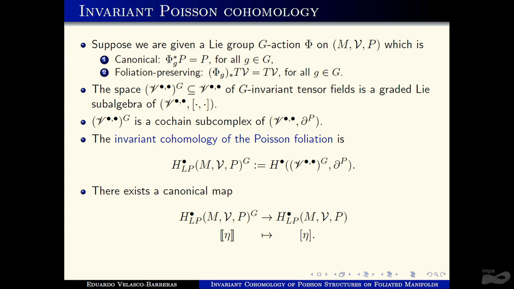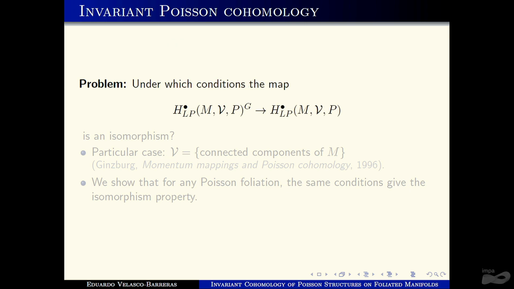In this context, a very natural question is the following. Under which condition is this canonical map an isomorphism? Under which condition can I compute the foliated cohomology by means of the invariant cohomology? This question was already studied in the particular case when the foliation is given by the connected components of M.